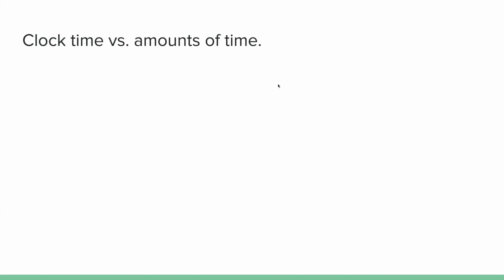Okay, clock time and amounts of time. Clock time meaning I'm trying to tell you what time of day something is happening. Amounts of time is just a quantity of seconds or minutes or hours. And so the style rules apply differently. When we deal with clock times, we're always using figures.